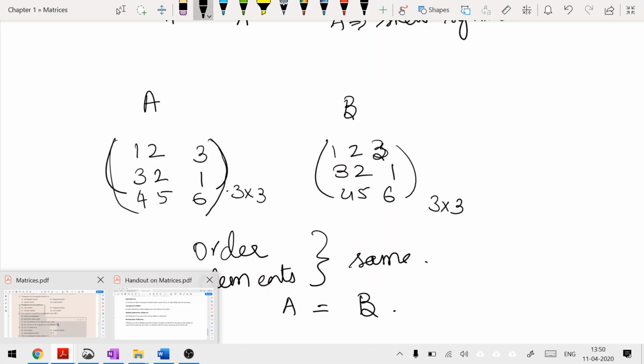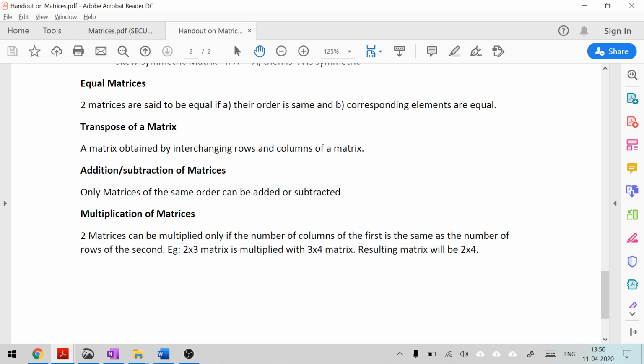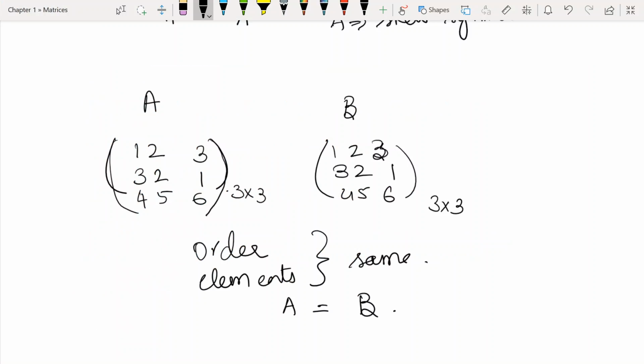Next, addition and subtraction of matrices. Any two matrices given to you, you can add and subtract. You can do both operations, but with only one condition: both should have the same order. That is, the number of columns here and the number of columns here are the same, and the number of rows here and the number of rows here are the same. Only when that is the same can you add and subtract both of them. Is it clear so far?